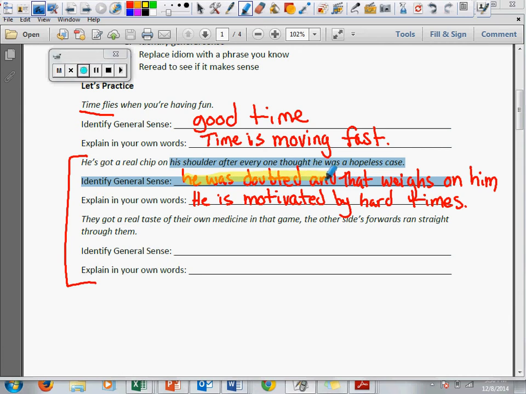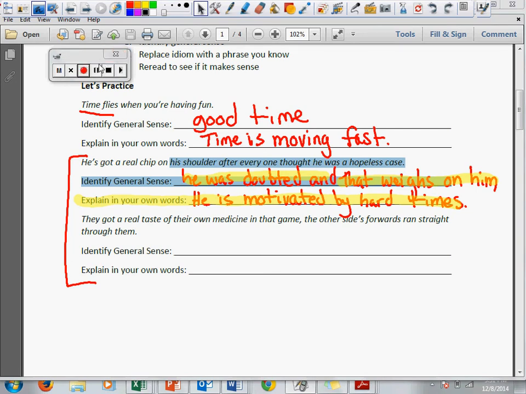And if something's on your shoulders, maybe you think about Atlas holding the globe on his shoulders, that really weighs on you. So it weighs on you, and it's tough. And so knowing that he's got this tough chip on his shoulder after everyone thought he was a hopeless case, I then explained it in my own words. And I said, he is motivated by hard times. He took what people used to think he was hopeless and used it to really motivate him and push him forward, showing some good grit.